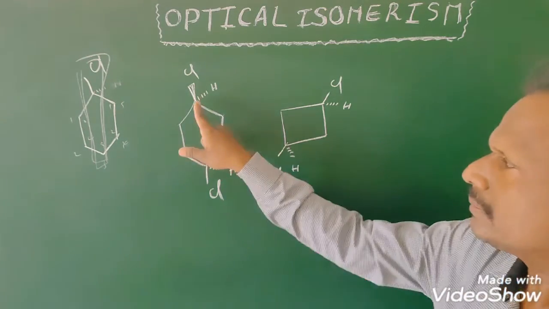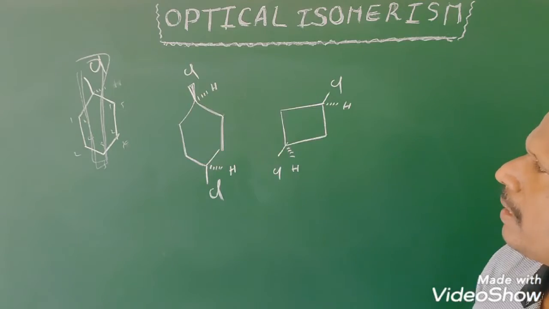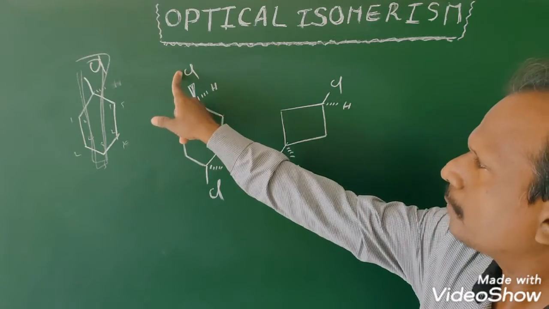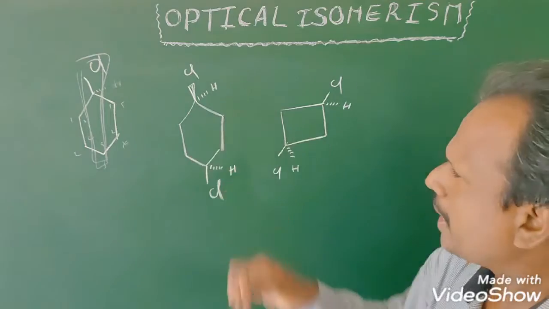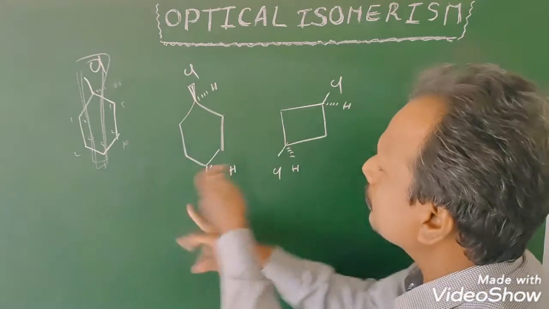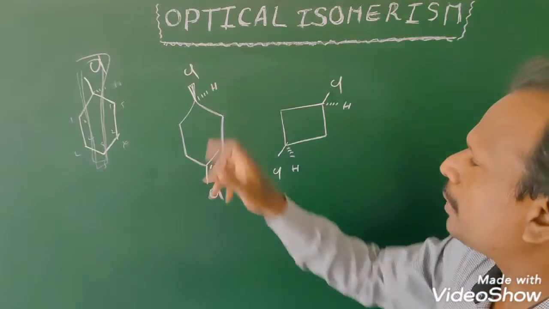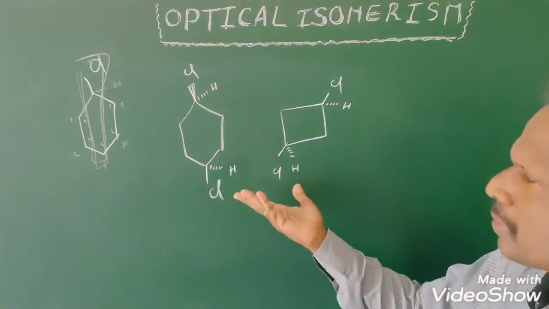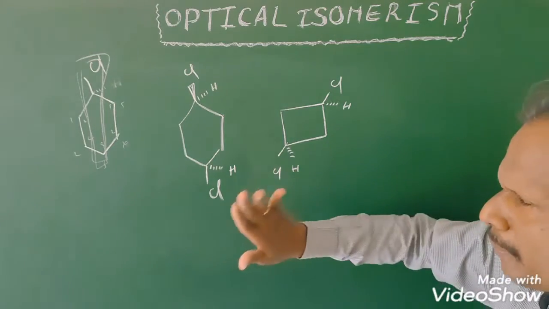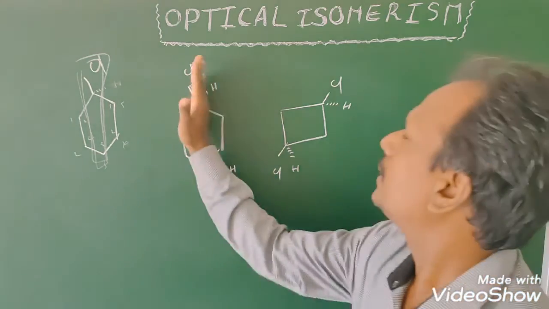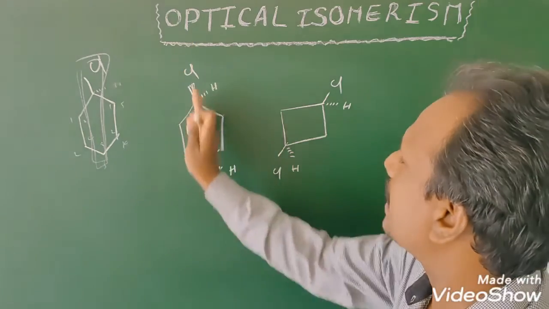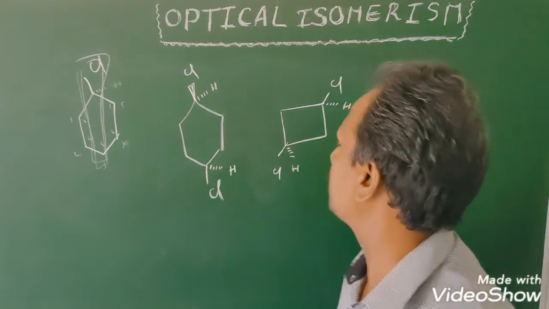Next one. It is not a chiral carbon because Cl is one group and the other is H, and the remaining groups are both the same. So it is not a chiral carbon. There is no chiral carbon. That means this compound must have a plane of symmetry. It is the plane which bisects the molecule into two equal parts.